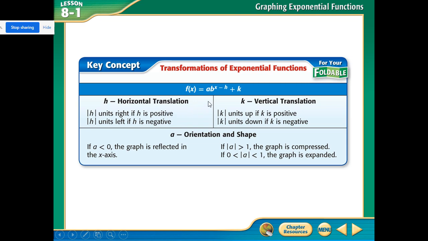So a plus 2 here would actually move it back left 2. A minus 4 will actually move it to the right 4. So it's a little bit backwards because of the way that it's written there. And our a, our value in front, is again going to expand or compress the graph depending upon its value. And a negative will flip the graph to reflect it along the x-axis. Again, that is all the same as the last one that we had. So that should not be anything majorly different.